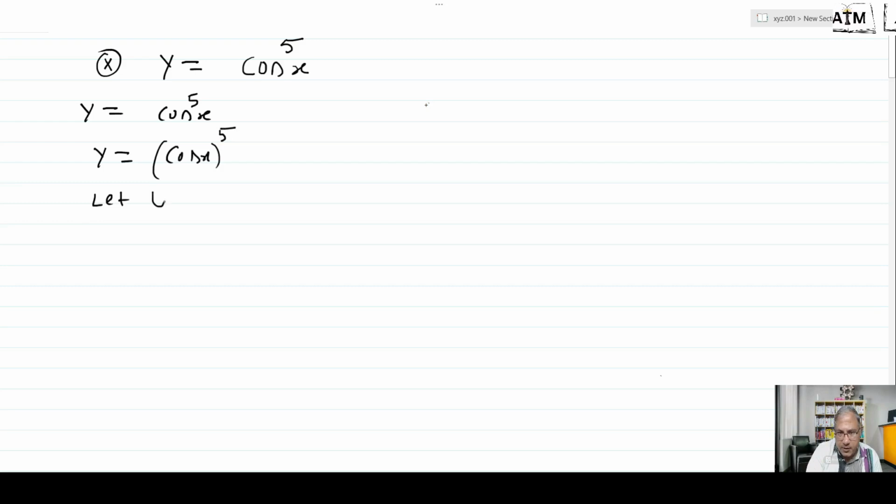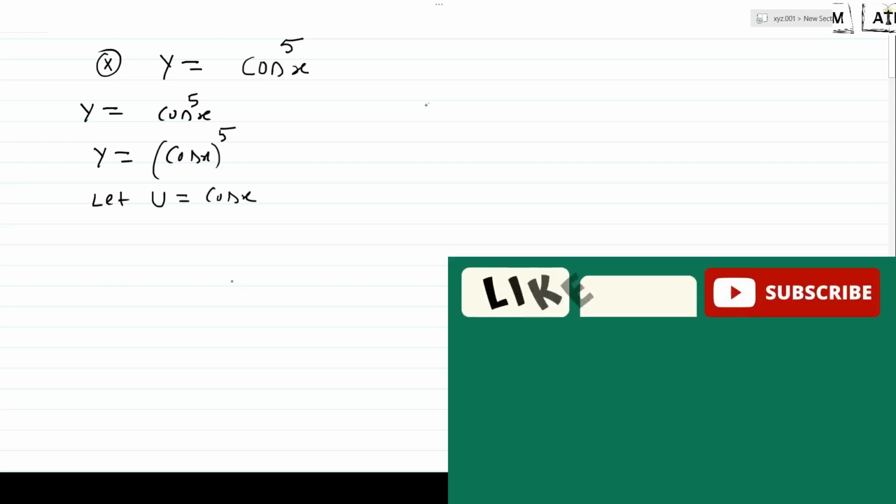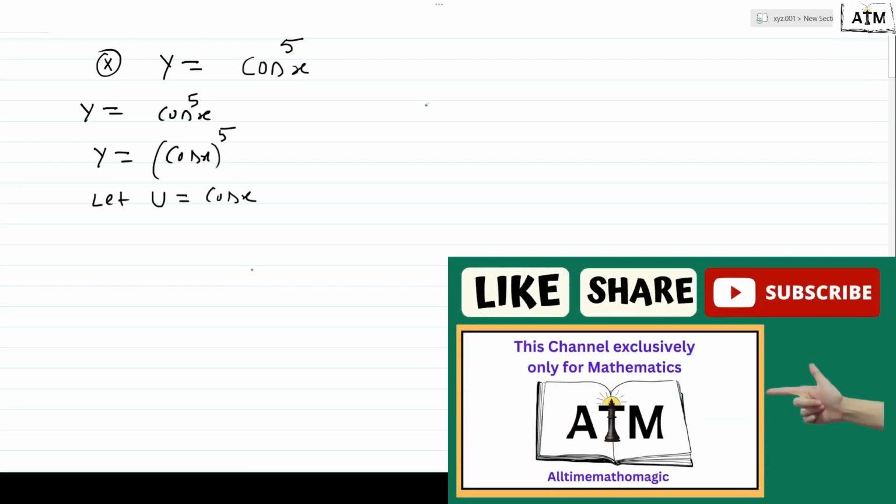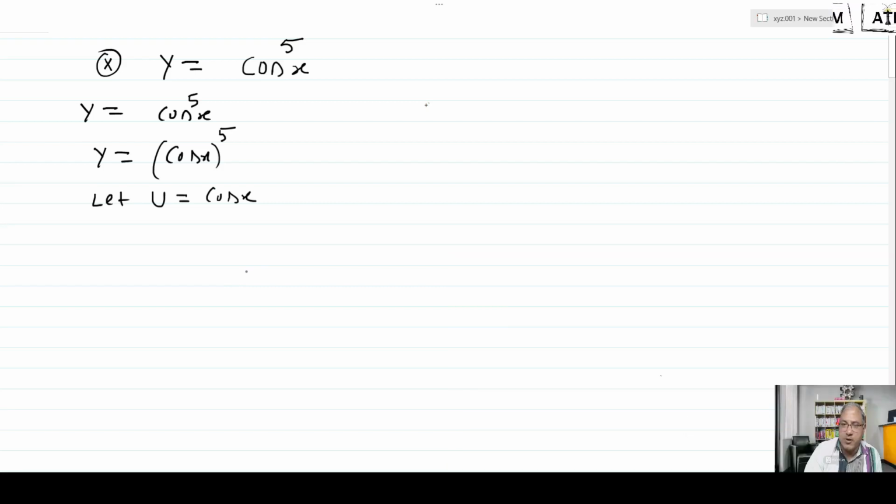Then let u equals cos x. The entire chain rule depends upon only 2 steps or 3 steps. I will tell you about the 3 steps also. If it is a composite function of 3 variables, 4 variables, then the number of steps keeps on increasing. Here it is a composite function of 2. One is u, another is x.